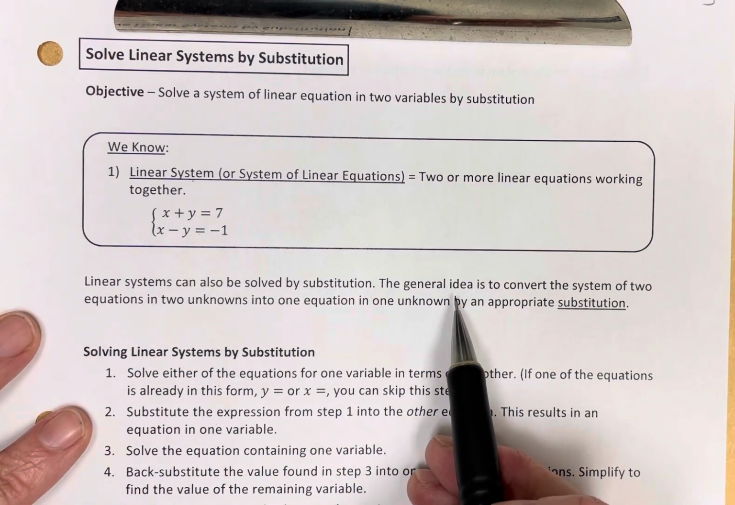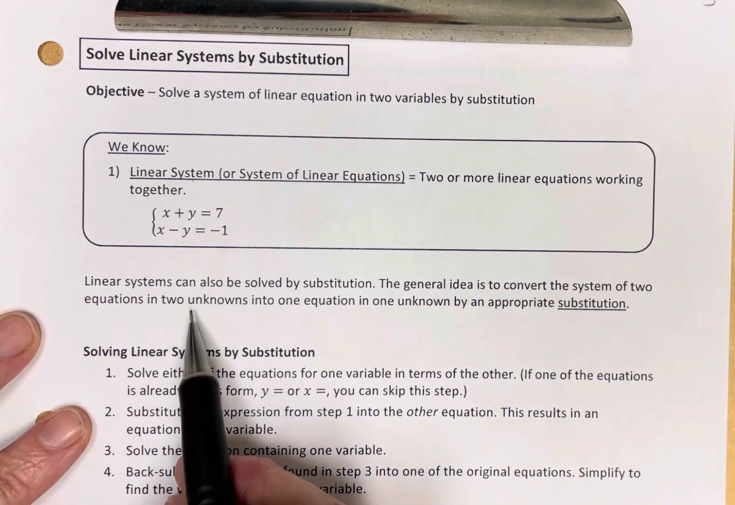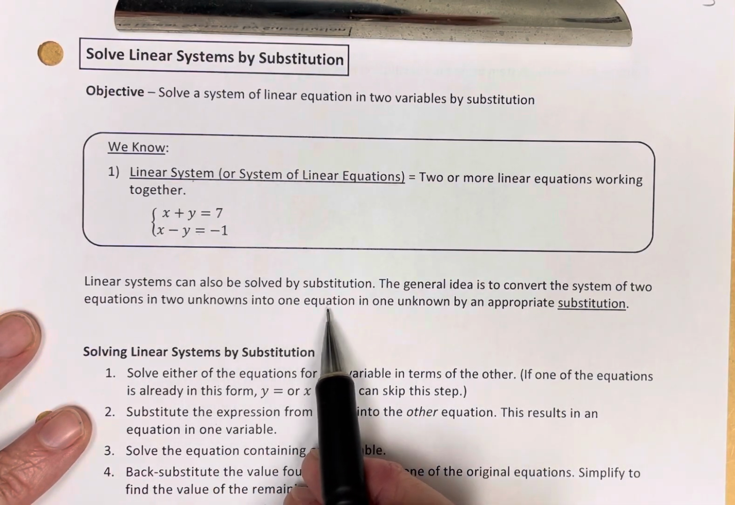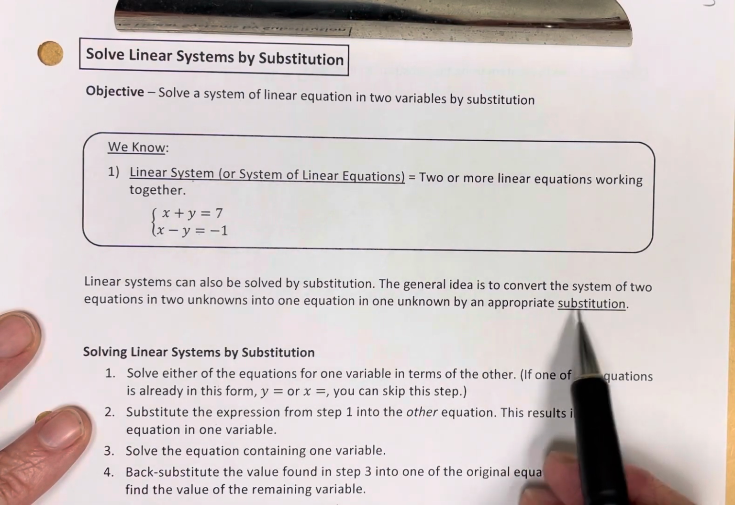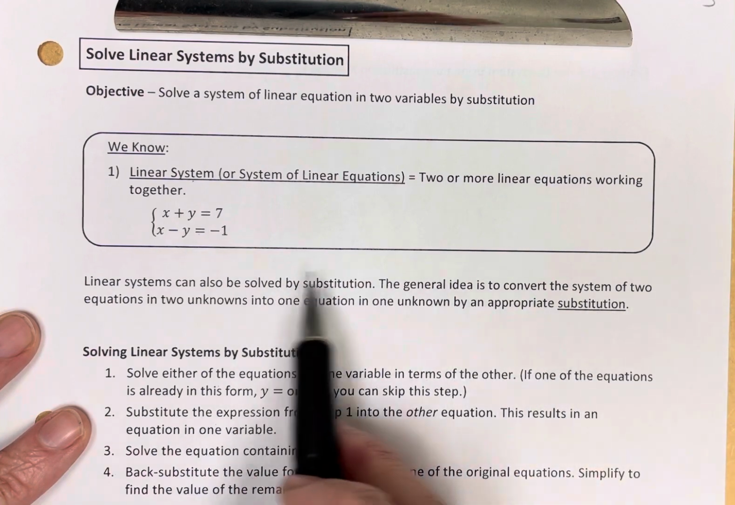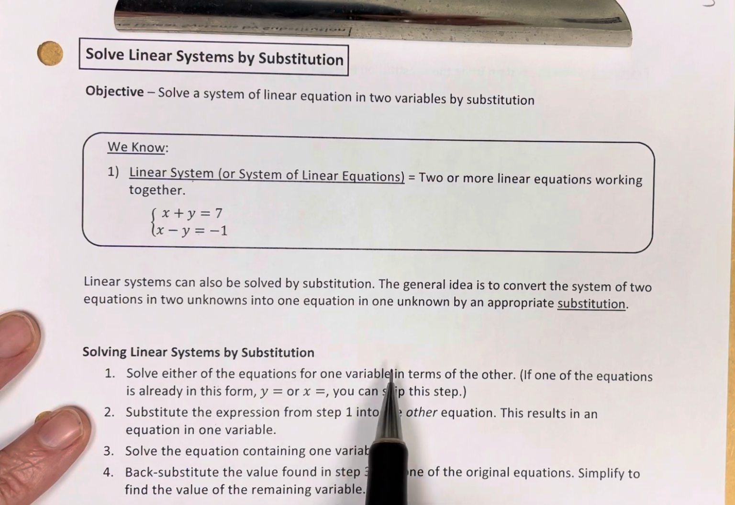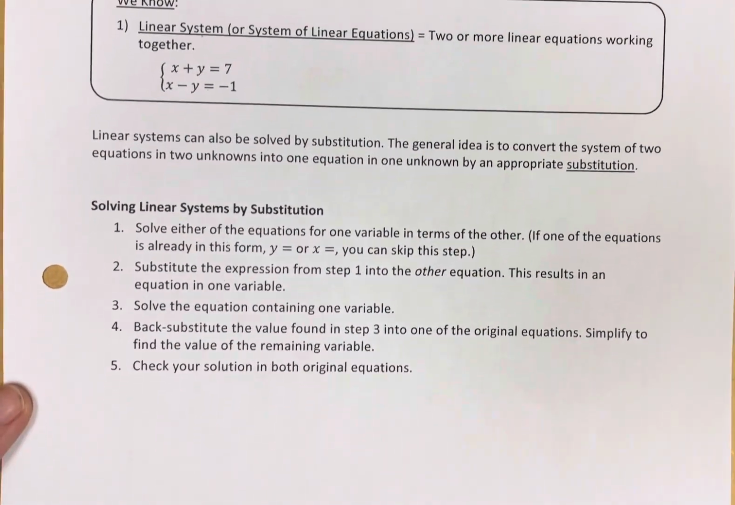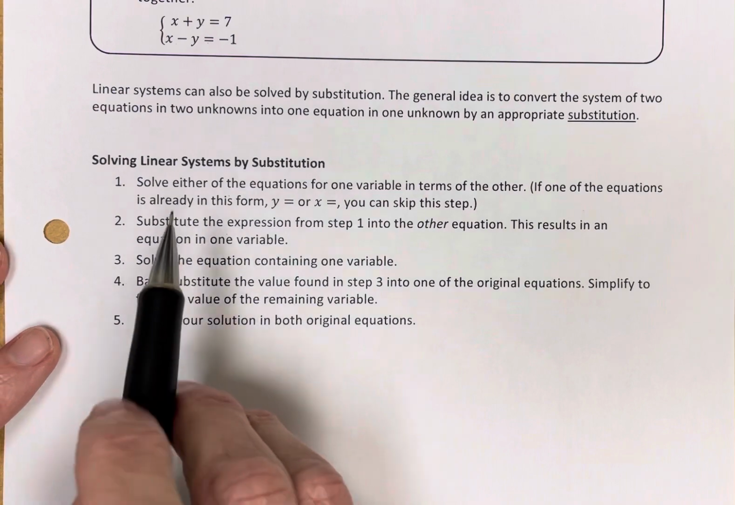And here's the general idea. Convert the system of two equations in two unknowns into one equation and one unknown by an appropriate substitution. So again, we want to take two equations and two unknowns, and we want to get that down to one equation and one unknown, which is just simple algebra to solve. What are the steps involved? And we'll do a couple of examples so you can see this at work.